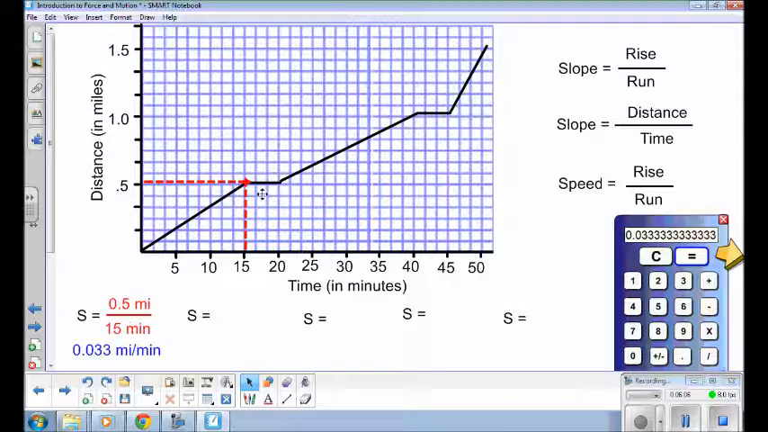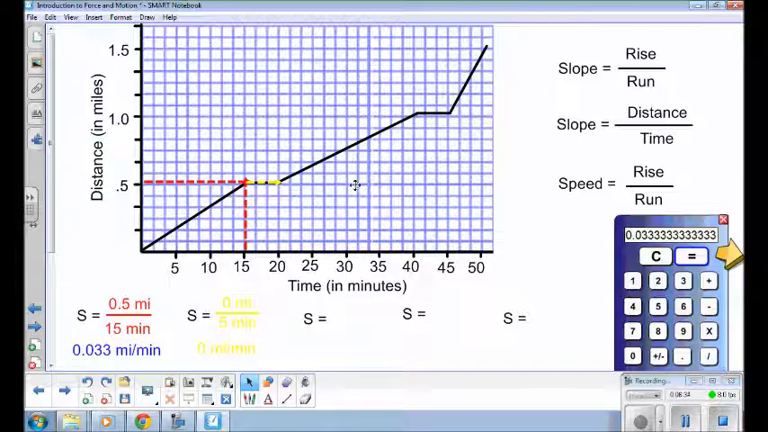Looking at the second leg of her journey, you'll see that she traveled 0 miles. So the rise in this case is equal to 0. There's no change in the distance. However, the time took 5 minutes. So I can rewrite this as 0 miles divided by 5 minutes, and I can go ahead and do the calculations and determine that she traveled 0 miles per minute.